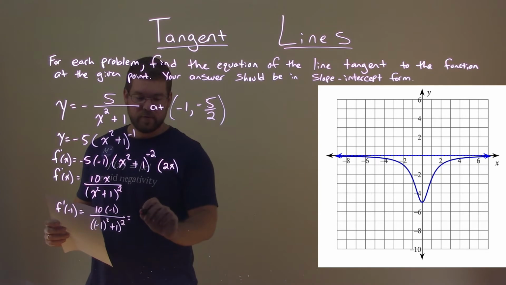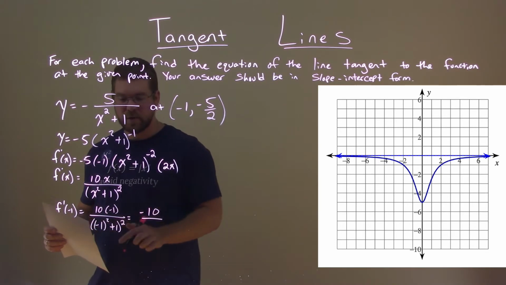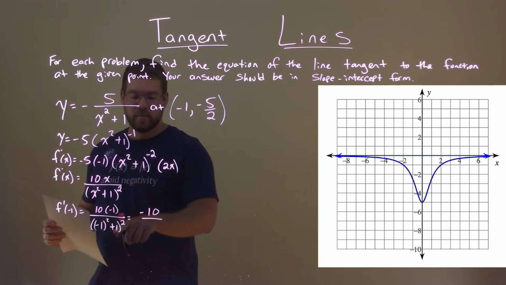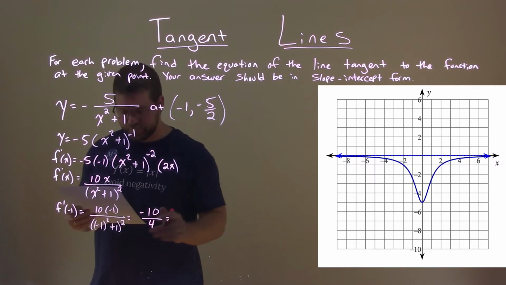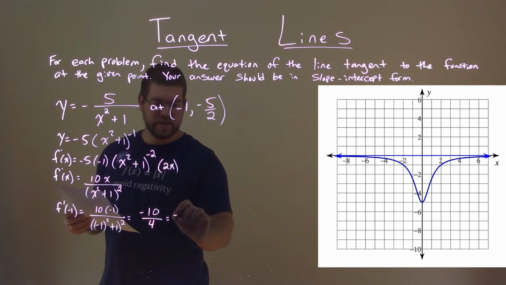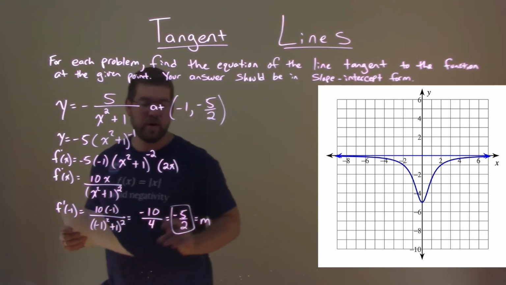Well, 10 times negative 1 is a negative 10, pretty easy. Denominator, negative 1 squared is 1, plus 1 is 2, right? Square that, we have a 4. That simplifies to be a negative 5 halves, and that's our slope value, our m value.